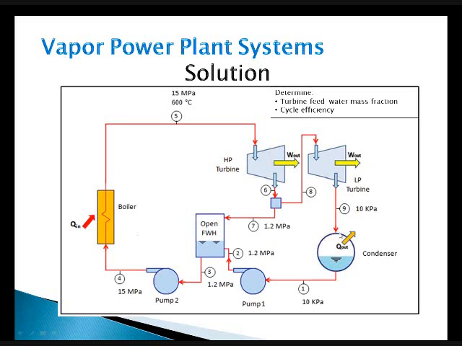And then we have the condenser pumping the flow up to the intermediate pressure, and then you further pump it up to the high pressure. You go through the boiler and back to the turbine. And here you may want to ask what is the feed water mass fraction? What's the cycle efficiency? Or you could solve the problem from any direction that you want.